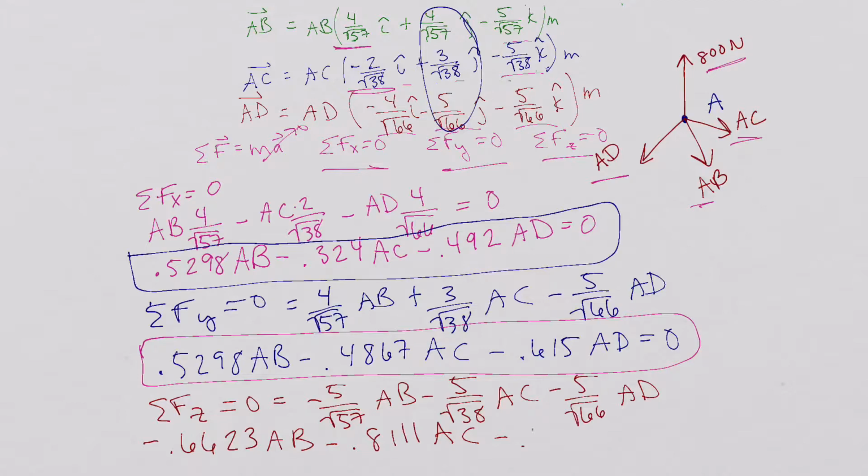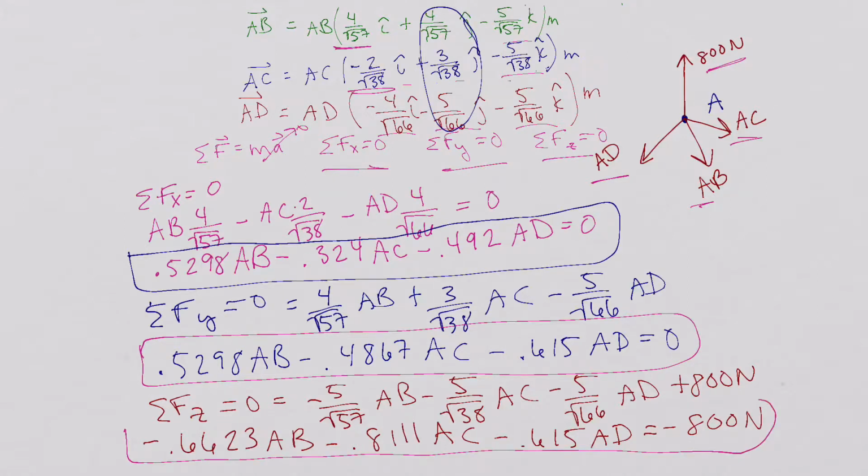which I guess that's the same as before. So that's 0.615 AD. And then we also have that 800 Newton force, which is plus, oh sorry, we should put that over here, plus 800 Newtons. Let's go ahead and move that to the other side. So that equals negative 800 Newtons. That's somewhere where you could have gotten into trouble. So now we have basically 3 equations and 3 unknowns.